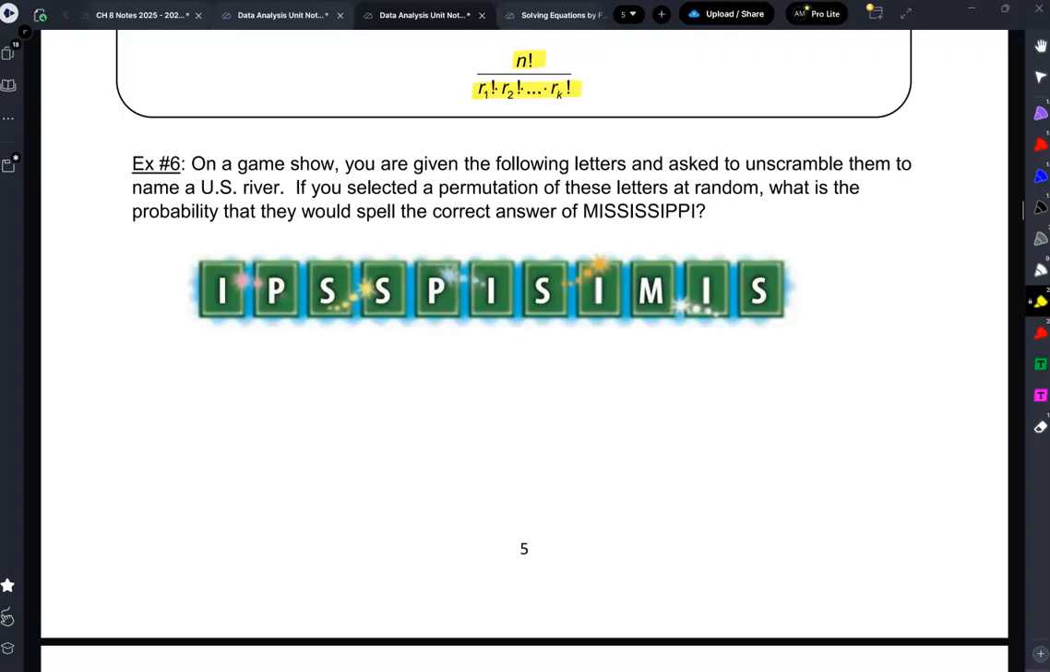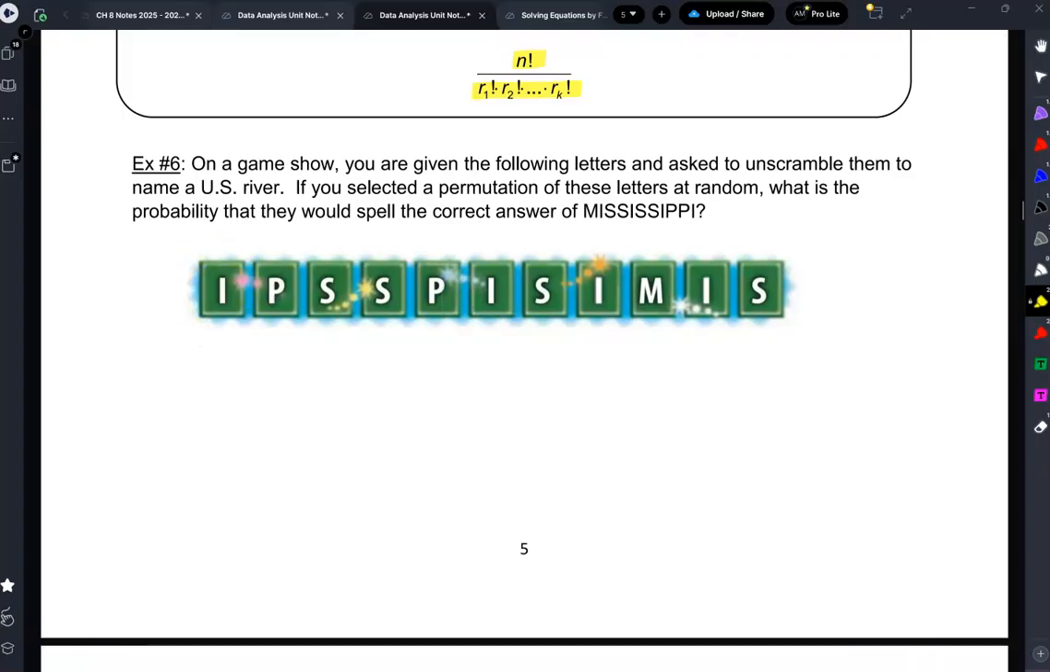If you just threw these up in the air and they just landed, what is the probability that they would spell Mississippi? Now, the situation though is the following. If these tiles just landed on the floor, if you have this I and this I switched, you wouldn't know it. And so we have to take those out.